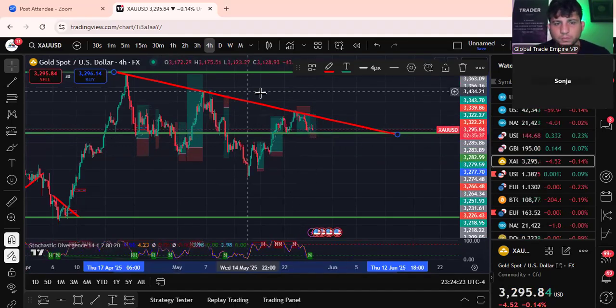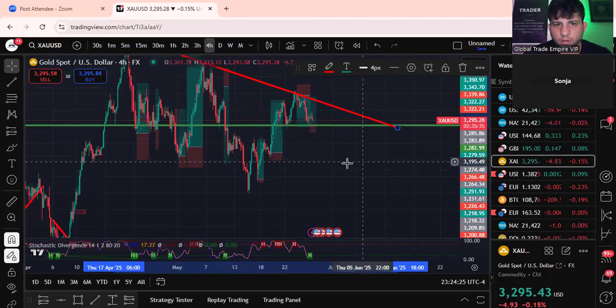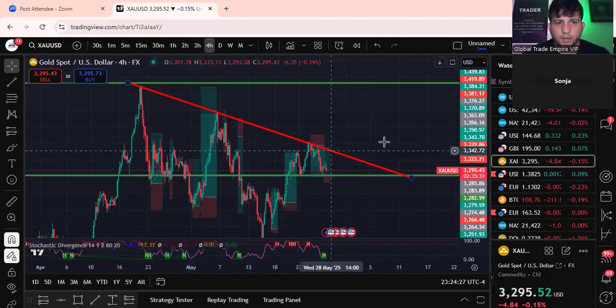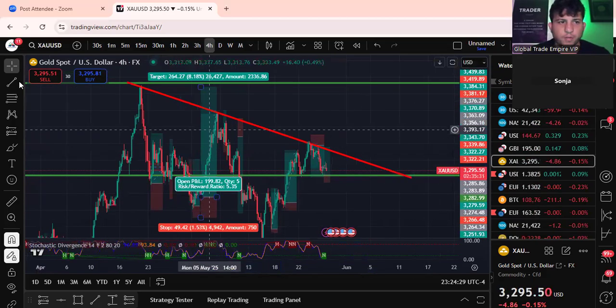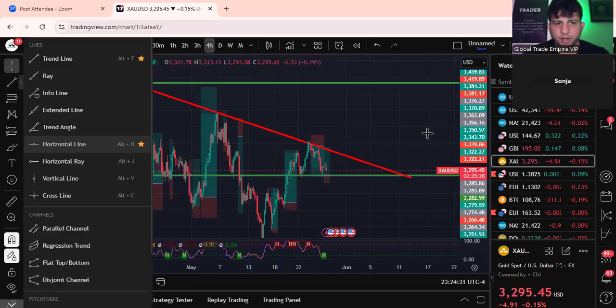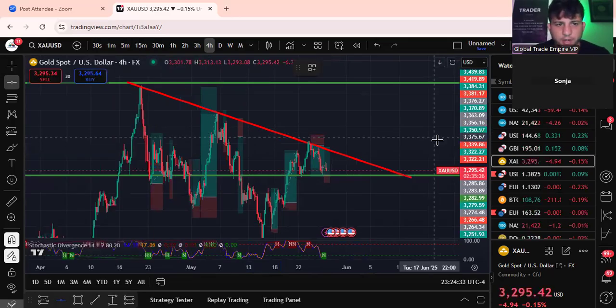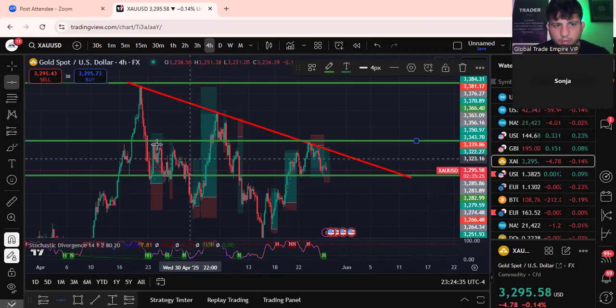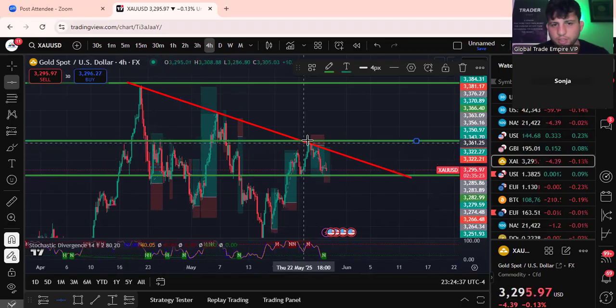So that became the resistance that became support. And look how this matched up perfectly right here. You see why I drew this resistance area, because we got our resistance on the trend line and then we also got our resistance with the horizontal line.